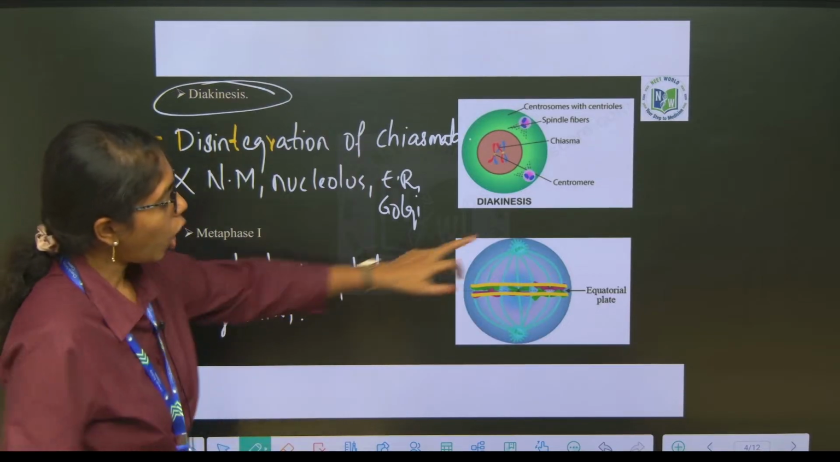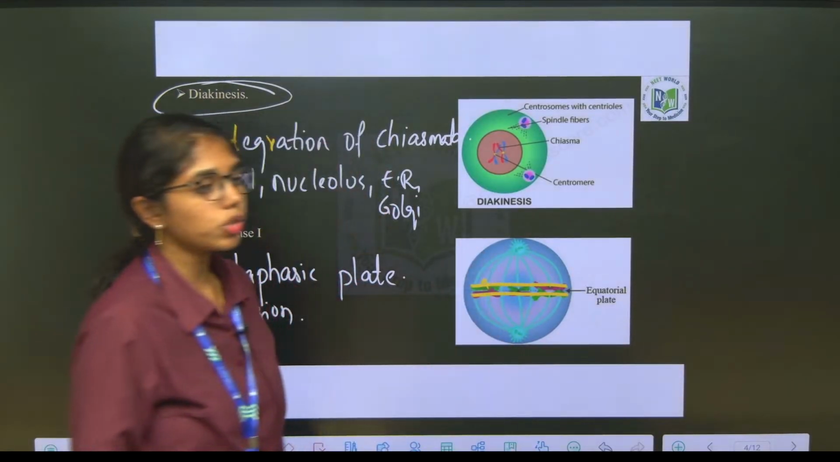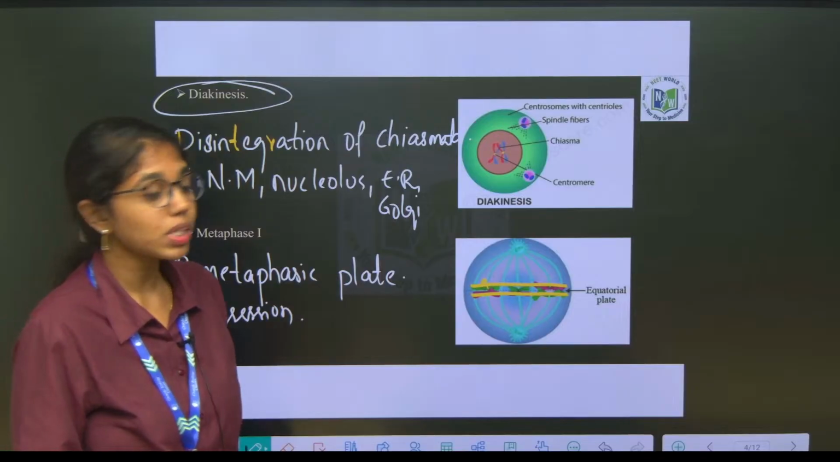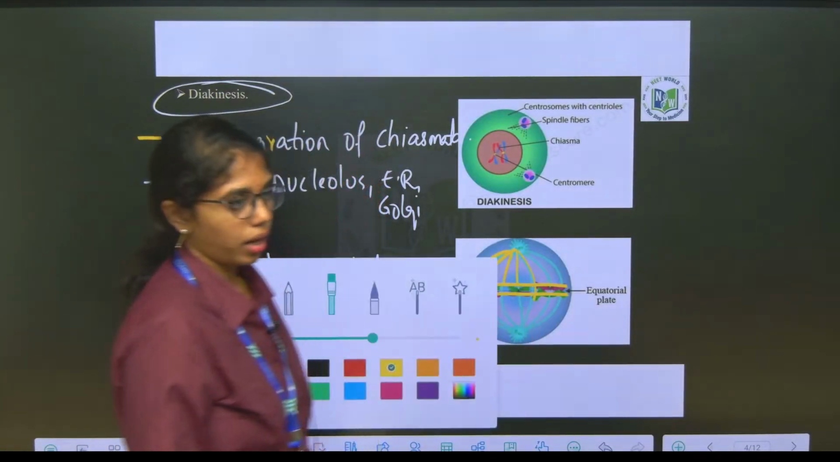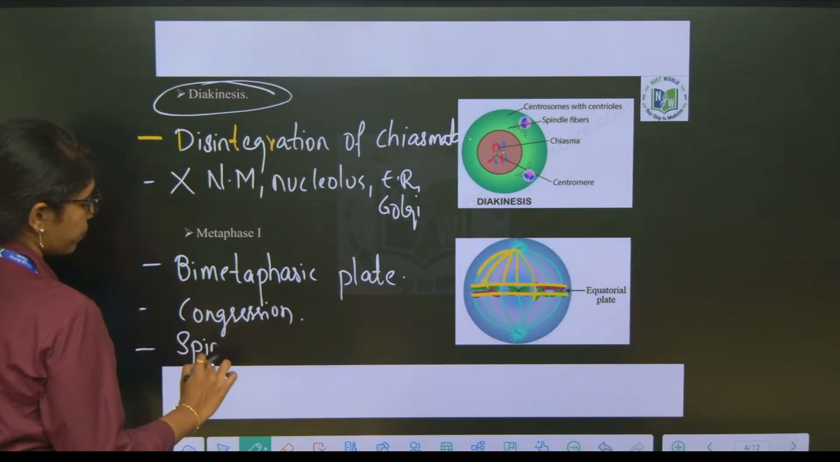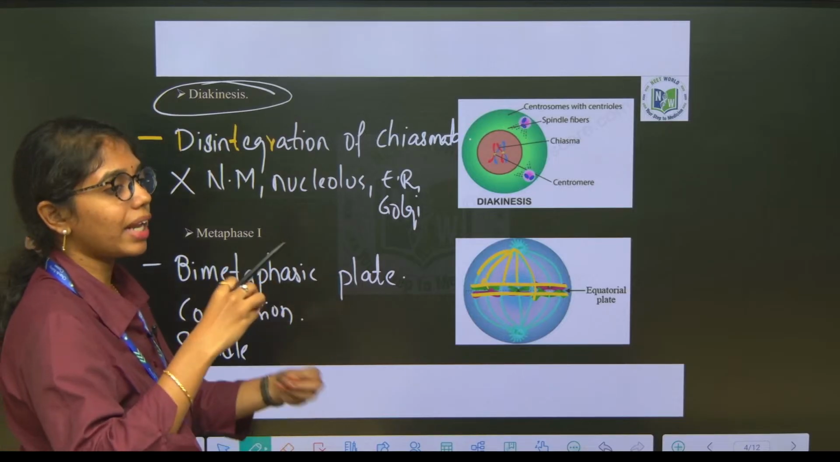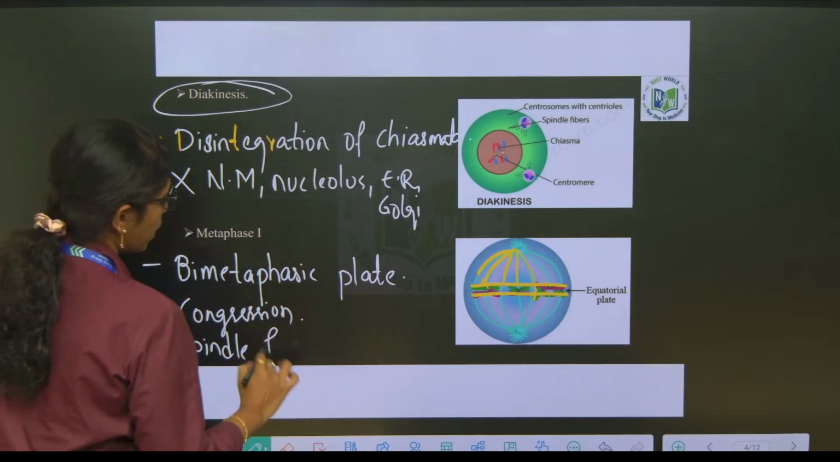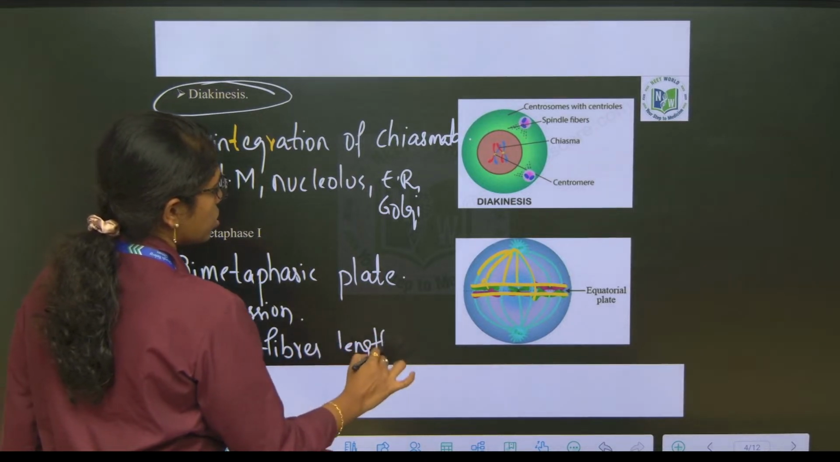And here opposite asters are present. Spindle fibers will connect to what region of the chromosomes? Kinetochores of the chromosomes. And in metaphase, spindle fiber length is long. Spindle fiber length is long in both metaphases. In anaphase, spindle fiber length will be reduced. Here spindle fibers length is long.